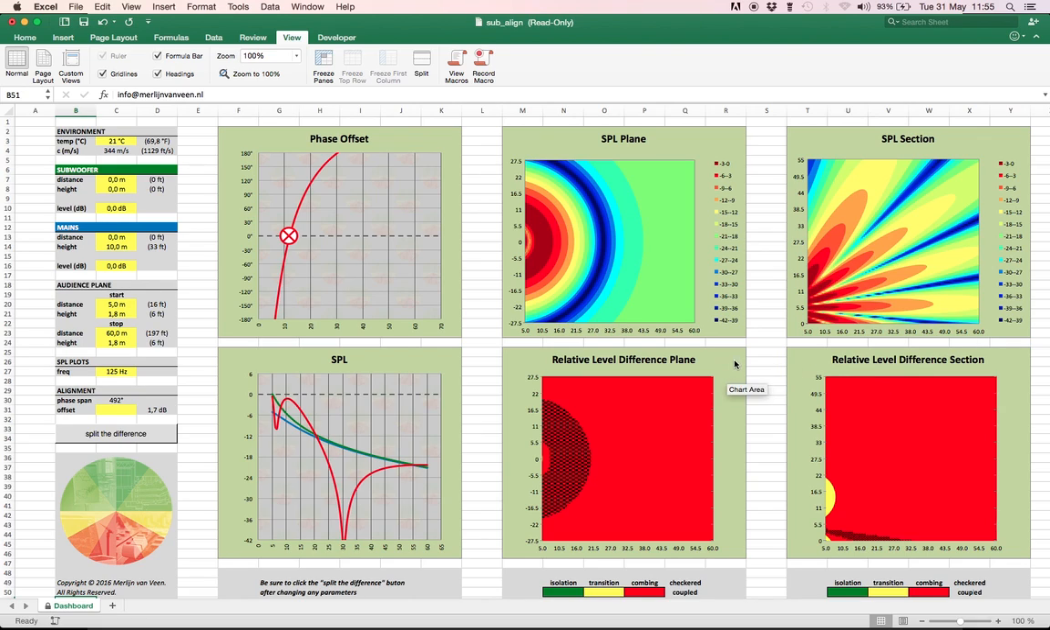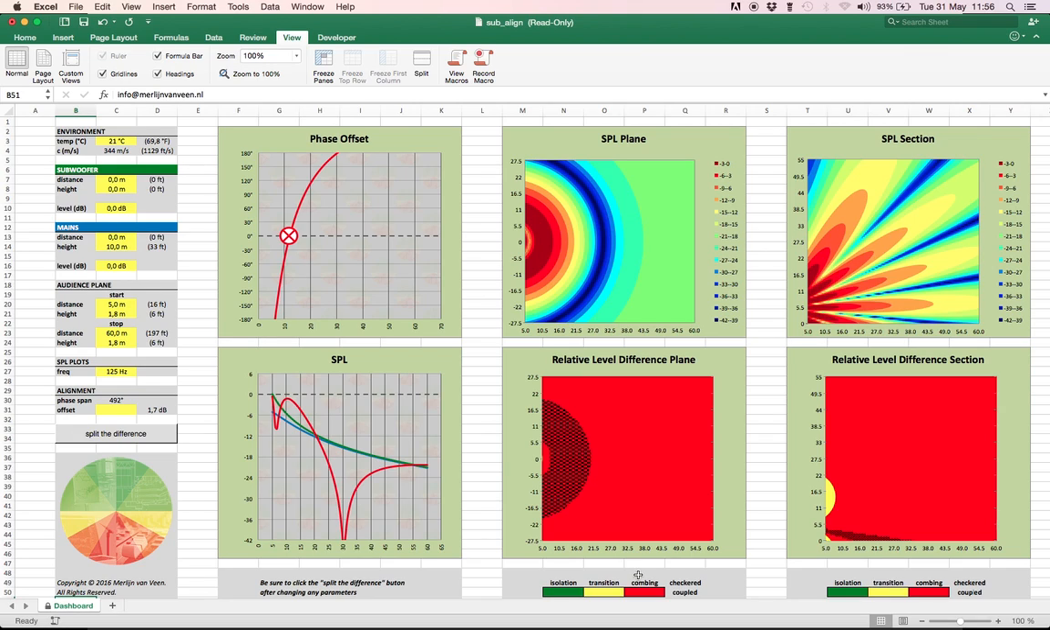Then there are two more charts that we need to discuss, and this is the center chart in the bottom, which shows you the relative level difference, again in the plane view, not plan view, within the audience plane. And to the right of it, we have the relative level difference section view as seen from the side. And it uses three distinct different colors, which are green, isolation, yellow, transition, or red, the combing zone. These colors correlate to Bob McCarthy's summation zones.